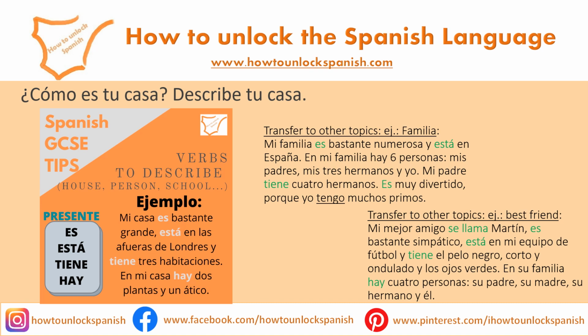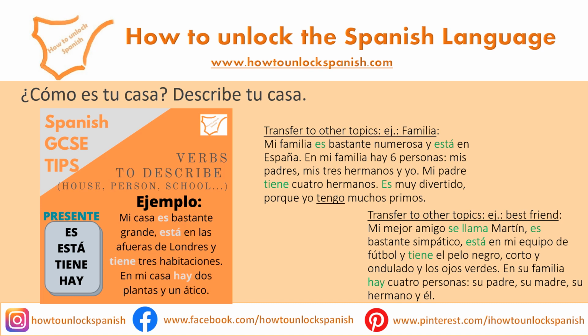So, if I translate, it is, my family is quite big and it's in Spain. In my family, there are 6 people. My parents, my 3 brothers and sisters, and I. My father has 4 brothers and sisters. It's a lot of fun because I have a lot of cousins.